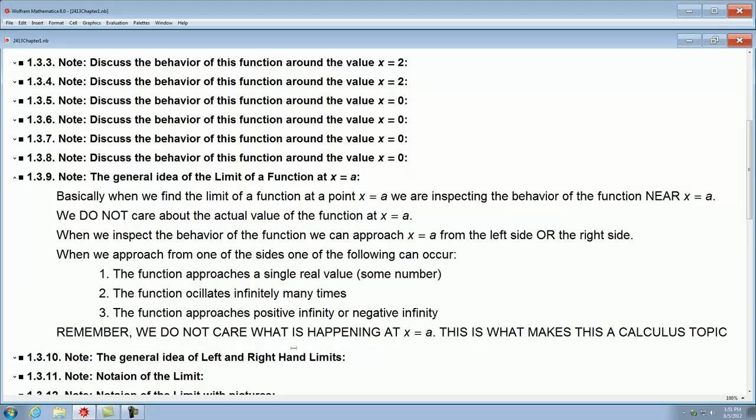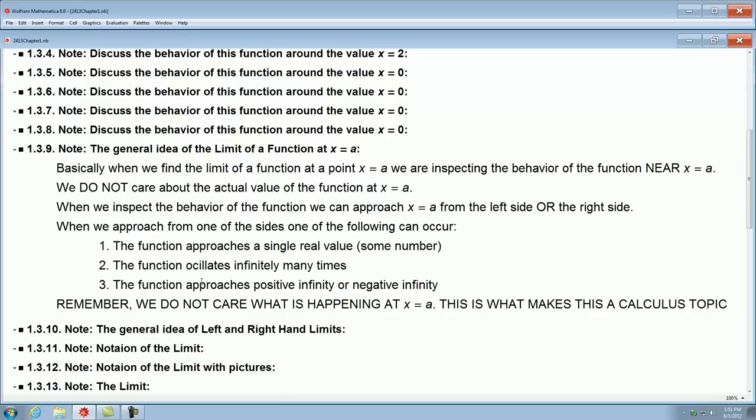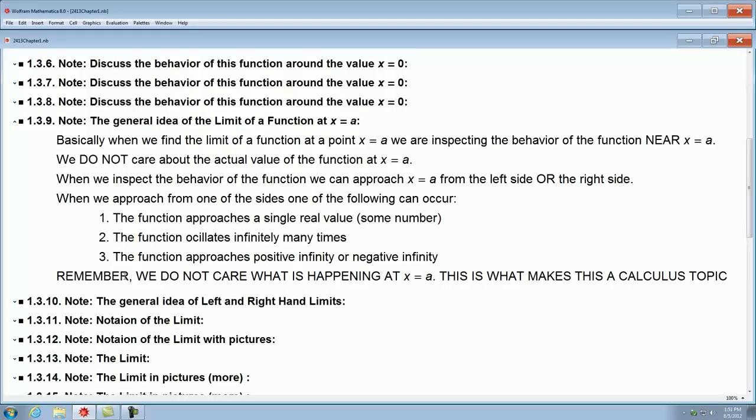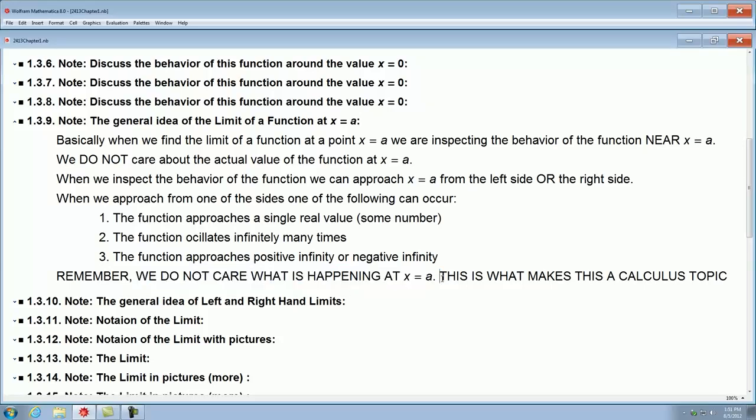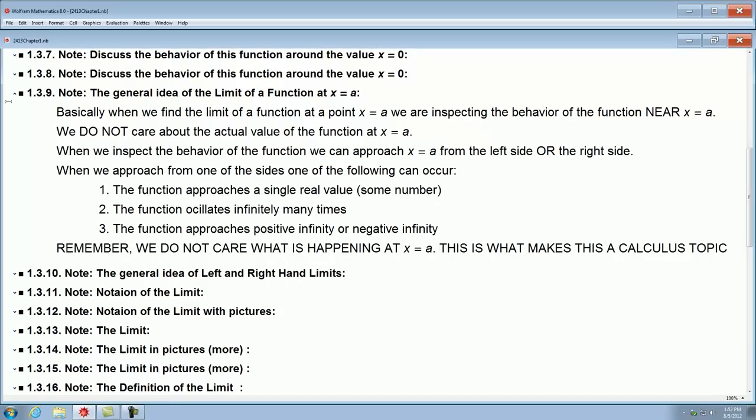All right, so those are the 3 things that can happen. Remember, I can't stress this enough, we do not care what's happening at the value of the function itself. When we are talking about a limit, we do not care. And this is what makes this a calculus topic. You know, in college algebra, we could evaluate a function at a point and just figure out whatever the value is. Here, with limits, we don't care about that. I mean, we do, but it's not what we're focusing on. Okay, next note.